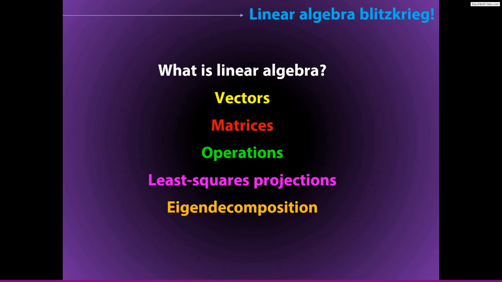So what is linear algebra? Linear algebra is a way of describing and working with vectors and matrices, linear operations, least squares projections, and eigendecomposition. These are all the main topics that I hope to cover in the next several lectures. If you've taken a course on linear algebra, you might recognize these as the main topics that you would study in a semester-long course on linear algebra.